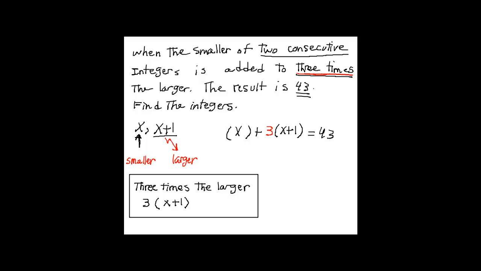Let's compare this with what's given to us. They're saying that when you add the smaller number to 3 times the larger number, so the smaller number is x, the larger number is x plus 1, 3 times the larger number would be 3 times x plus 1, is equal to 43. Can I see a check mark if you can follow this equation? That's how you have to set them up.